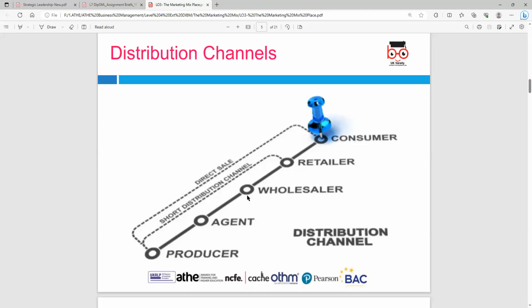Then the wholesaler keeps a lot of goods and services. Then the retailer, i.e. the shopkeeper, will collect it from the wholesaler. The wholesaler will put on their own markup and charge the retailer. When the goods are sold to the consumer, the retailer also charges a profit. So everybody is adding their own profit on top.